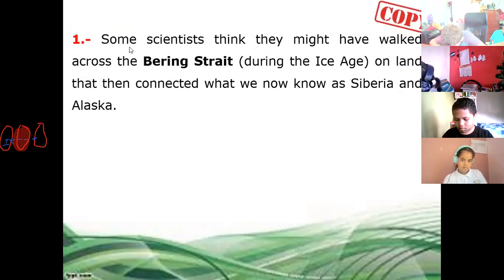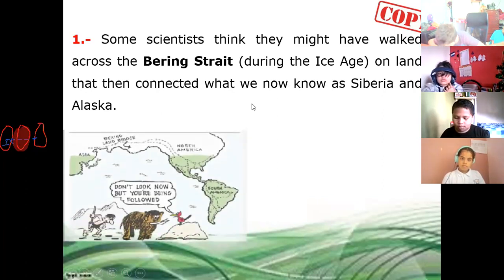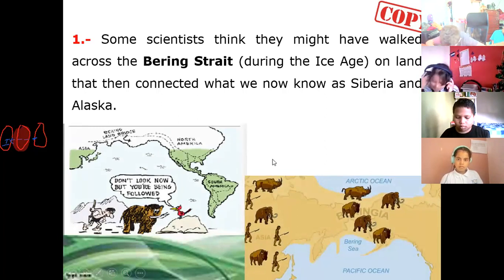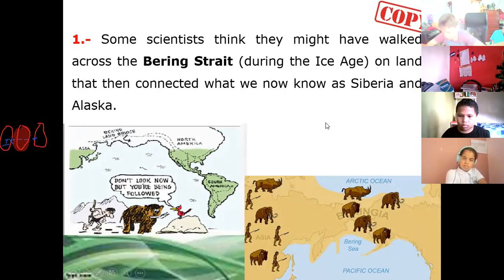One theory, the first one, says some scientists think they might have walked across the Bering Strait during the Ice Age, on land that then connected what we now know as Siberia and Alaska. This is how they think they moved here through the Bering Strait from Asia to America.